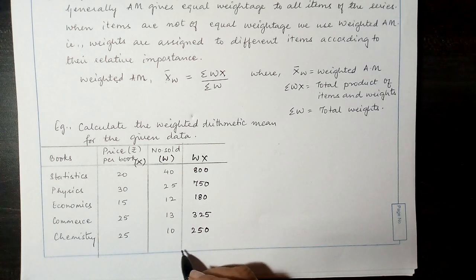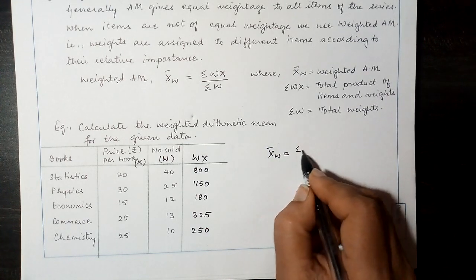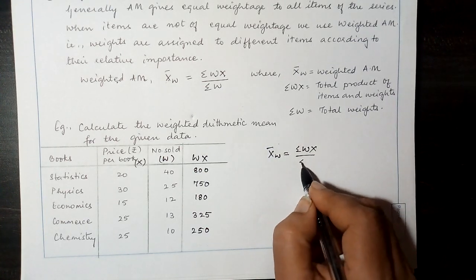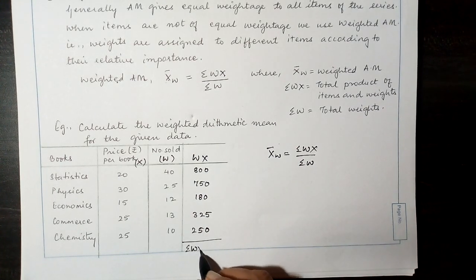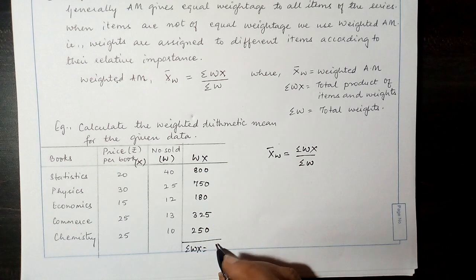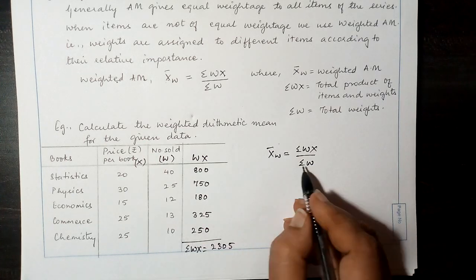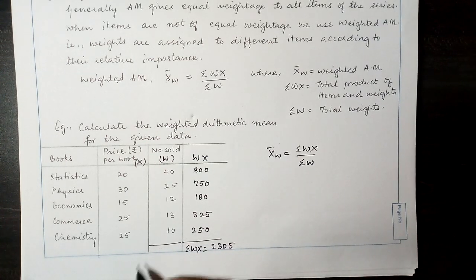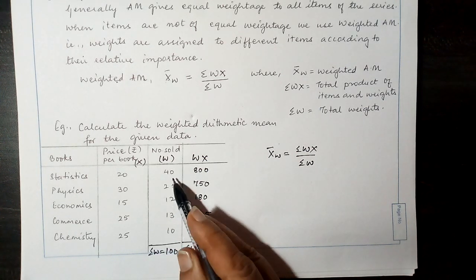Okay. Now the requirement is x w bar is equal to sigma wx divided by sigma w. What is sigma wx? We have to find out. Sigma wx is equal to, add all this and we will get 2305. Okay. And we also need sigma w. So sigma w also we have to calculate. Sigma w is equal to 100. Isn't it? 25, 25, 50, 50, 100.